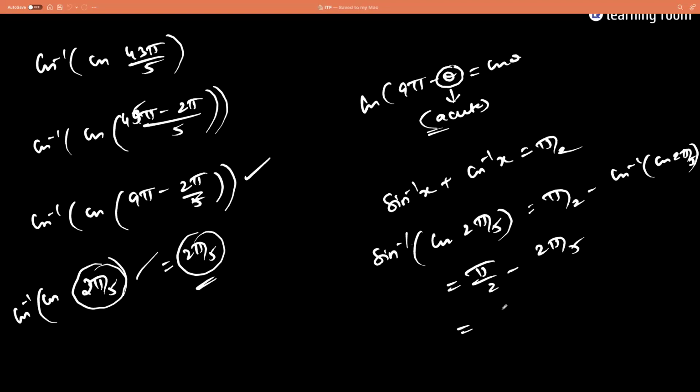How much will be the answer? 5 pi minus 4 pi by 10. It is pi by 10. Let me see if there is an option. Yes, it is there. That is the answer.